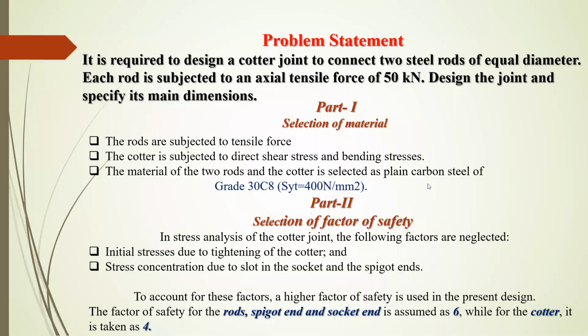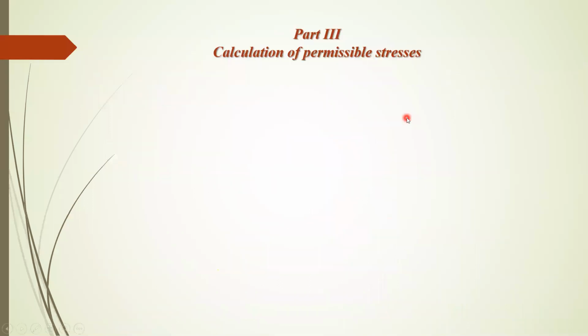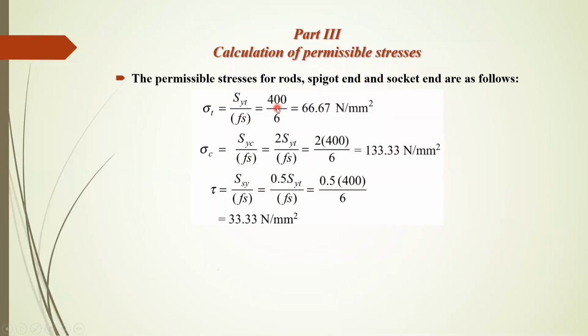In the next, third part, we have the calculation of permissible stresses. Before going to the actual calculation, we need to calculate permissible stresses based on the factor of safety and the material we selected in the previous parts. For this calculation, these are the formulas we need to use. Sigma T is tensile stress, sigma C is compressive stress, and tau is nothing but the shear stress.